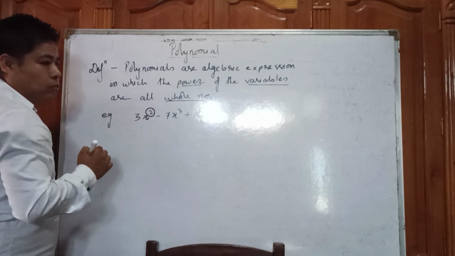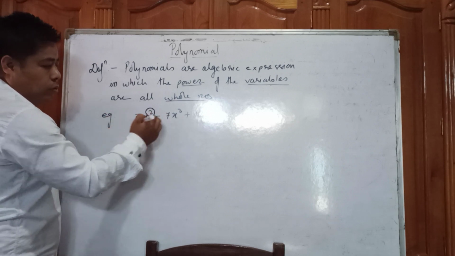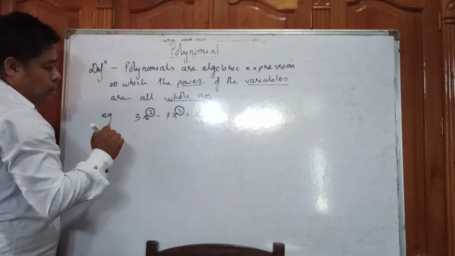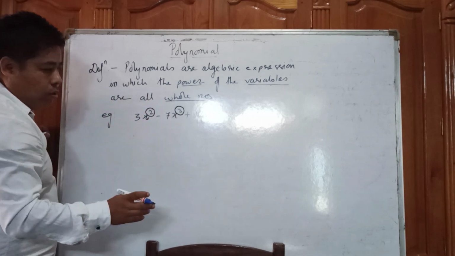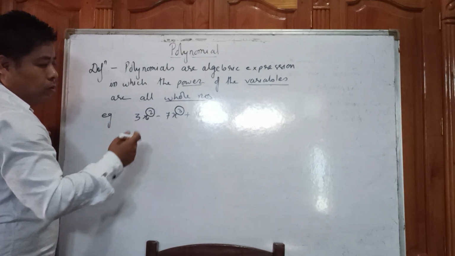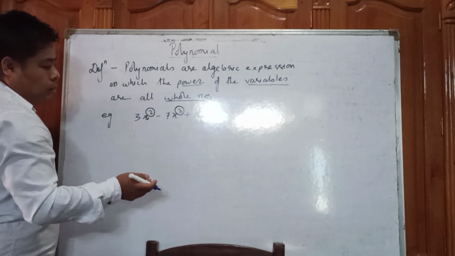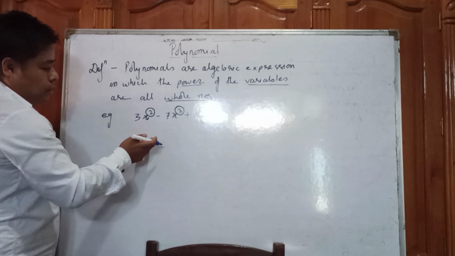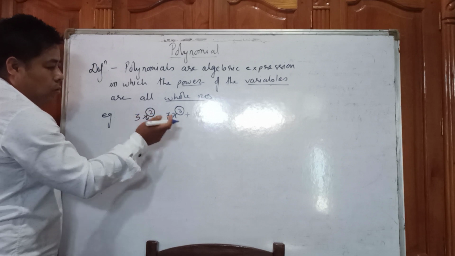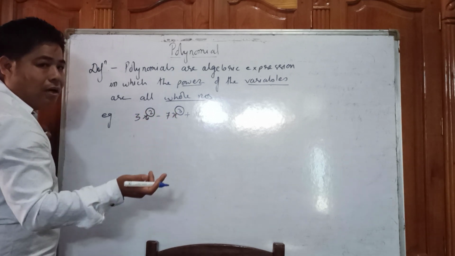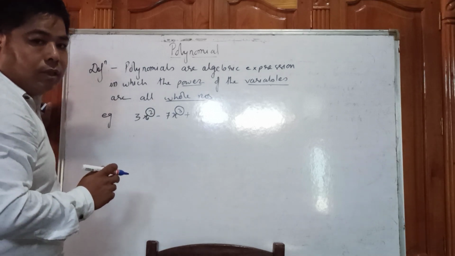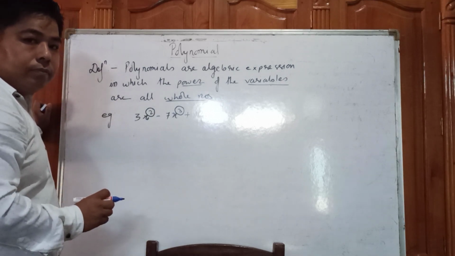In the second term also, we have a variable, this is also x, and the power is 3. Now, we know that 2 and 3 are whole numbers. In the third term, there is no variable, so we are not going to look at its power. The power of the variables involved in this expression are all whole numbers, as they are 2 and 3. Therefore, this algebraic expression is a polynomial.